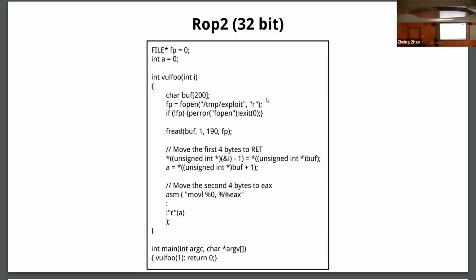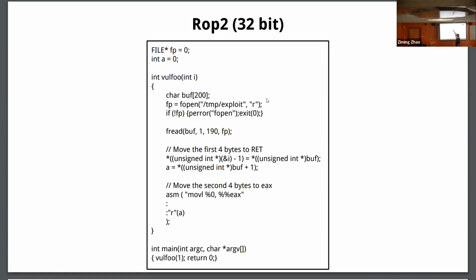This is the ROP2 challenge. The reason I designed this challenge is to let you practice a very specific gadget. So let's take a look. We have a main function. The main function calls volatile. Volatile has a buffer of 200 bytes.